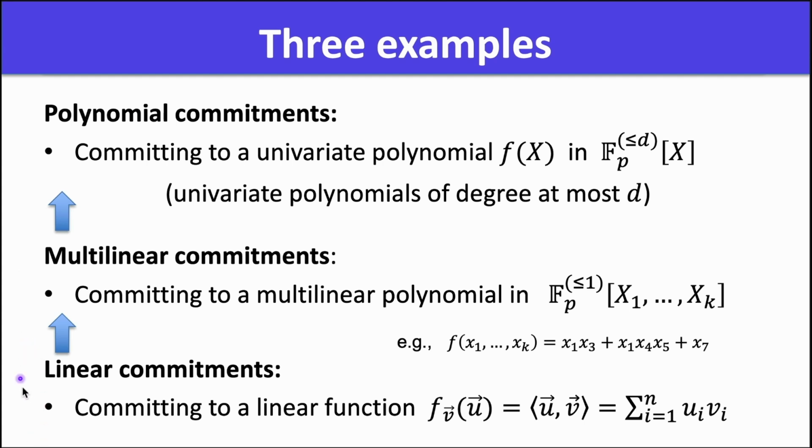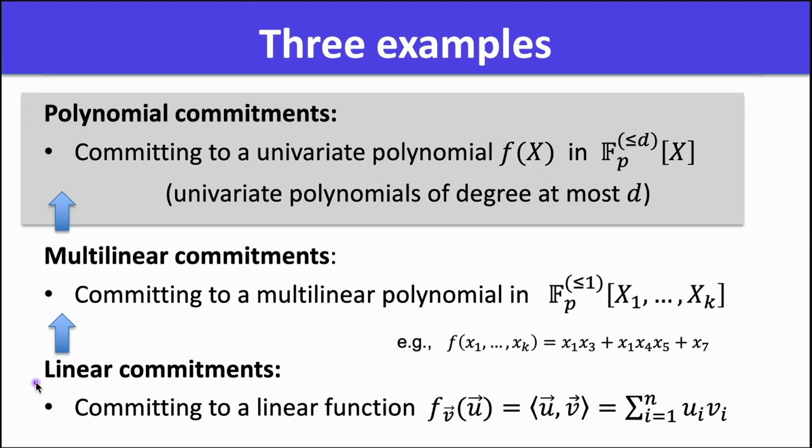And similarly, given a linear commitment, we can build a multilinear commitment from it. This is actually not difficult to see. And again, I will leave that as a homework exercise. So these different commitment schemes lead to different types of SNARKs. The SNARK that we want to construct here is going to be based on polynomial commitments. So from here on, we're just going to focus on polynomial commitments.